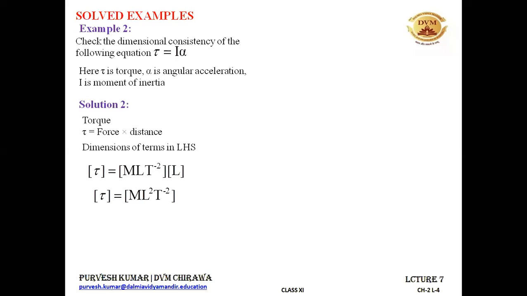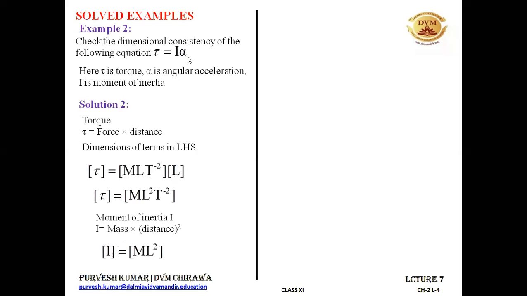Now, for the dimensions of the terms on the right hand side, we need to know first what moment of inertia is, and then only can we write its dimension. So moment of inertia I can be written as mass multiplied by distance square. This is the formula for moment of inertia, capital I, mass multiplied by distance square. For mass we write the dimension as capital M, and for distance square that will be L to the power 2. So L square. So the dimension of this I becomes ML square.